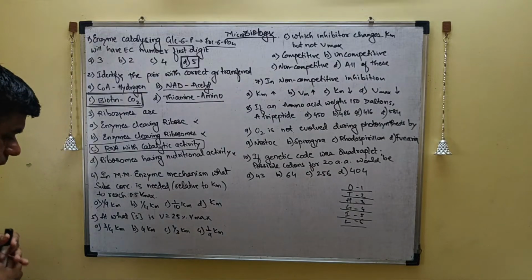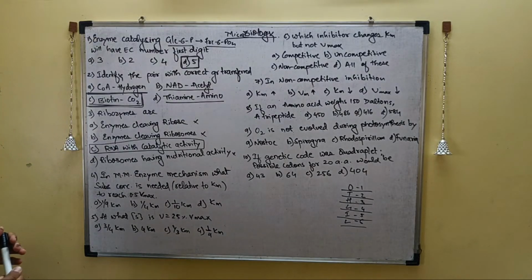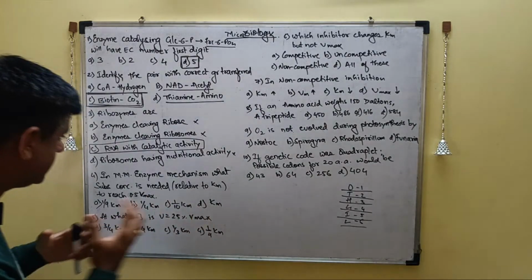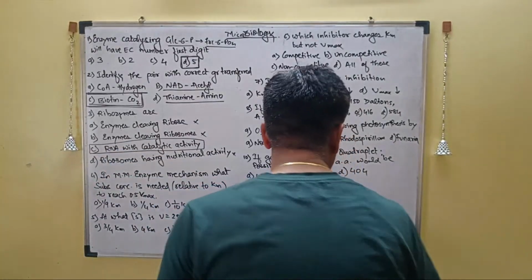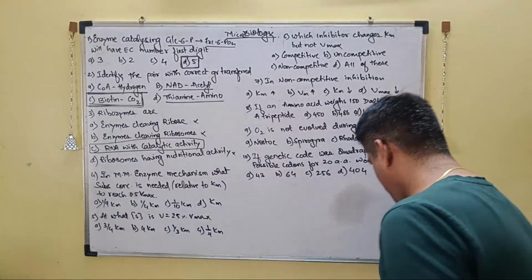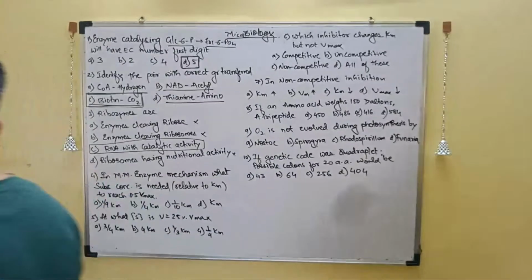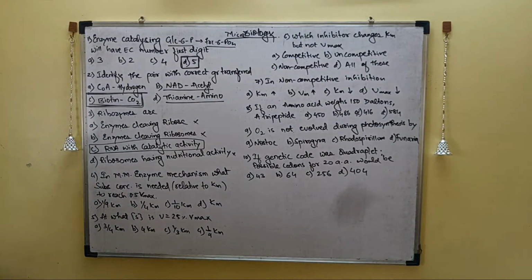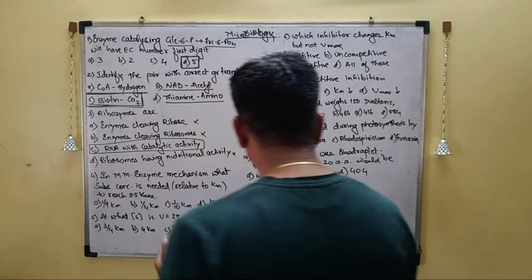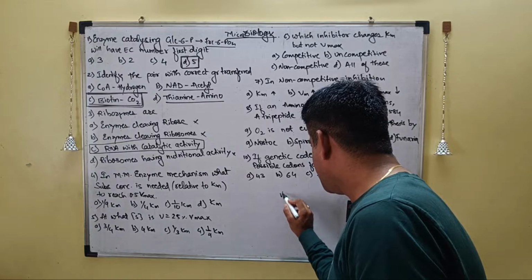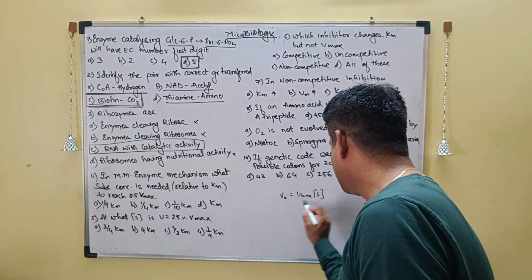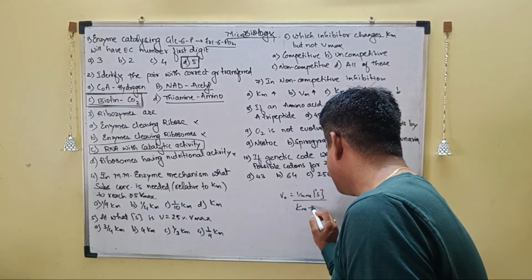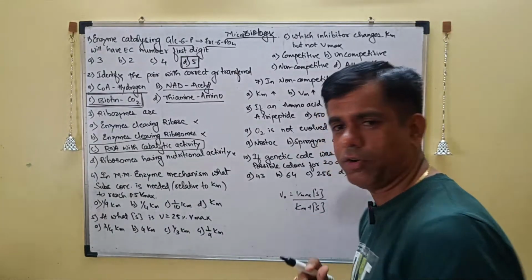The enzyme mechanism, like what substrate concentration is needed relative to Km to reach 0.5 of your Vmax. Now, if you want to reach 0.5 of your Vmax, what would be the substrate concentration needed? As I told you just now, V0 is equal to Vmax into S upon Km plus S, right? This is the equation we generally have.